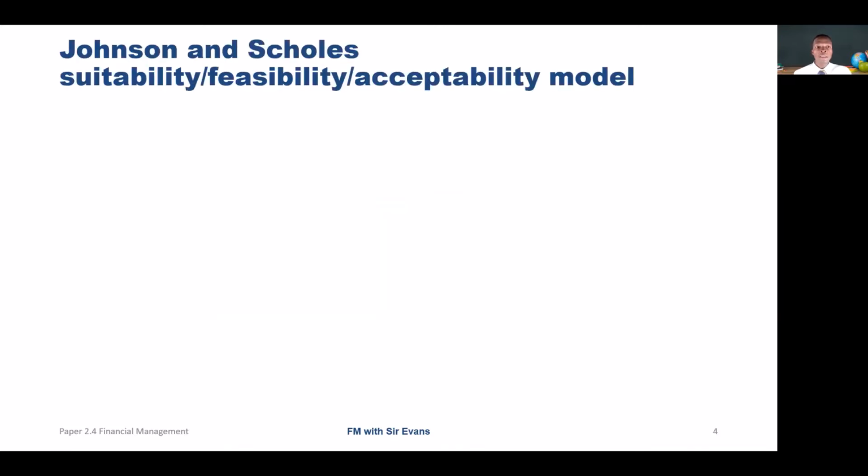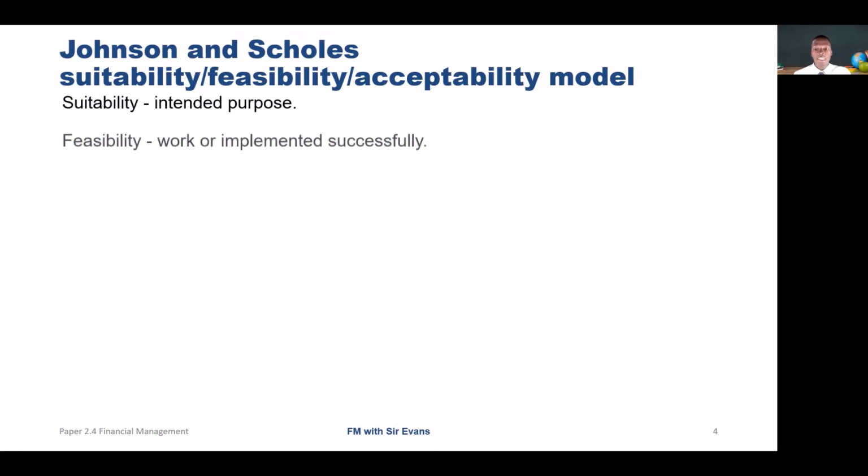So Johnson and Scholes have a model which is known as the suitability, feasibility, and acceptability model. And this model is used in corporate strategy to appraise strategic decisions. So the first one, suitability, is concerned with whether it will achieve its intended purpose. Some projects do not necessarily achieve a return that is measurable. So we are looking at its intended purpose.